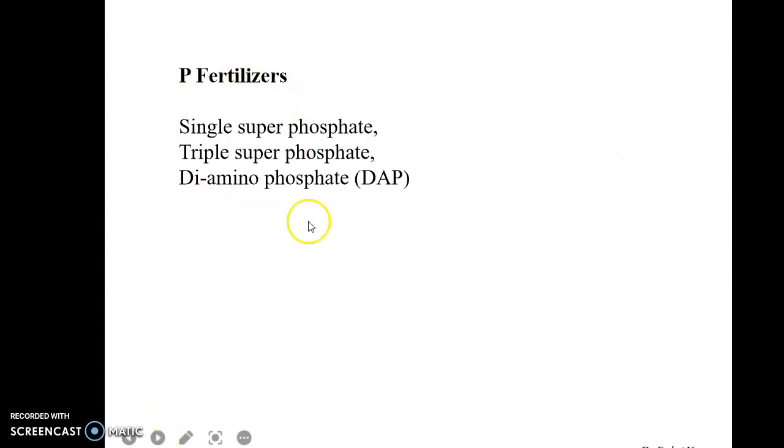How can we overcome phosphorus deficiency? By applying different types of phosphorus fertilizers. To overcome phosphorus deficiency, different types of fertilizers are available, such as single superphosphate, triple superphosphate and diammonium phosphate. These are commercially available fertilizers which can be used to overcome the deficiency of phosphorus.